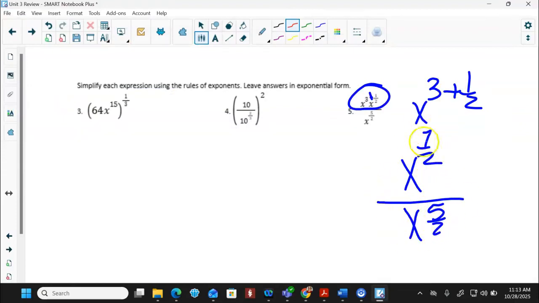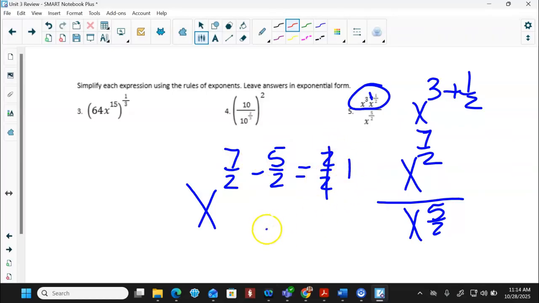Now when I have proportionally 1x on the top, 1x on the bottom, I'm going to subtract their tops. So 7 over 2 minus 5 over 2. You're going to get 2 over 2, which is 1. So the answer is simply x, because we do not write the power of 1.